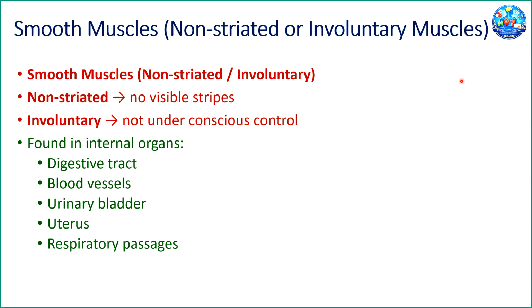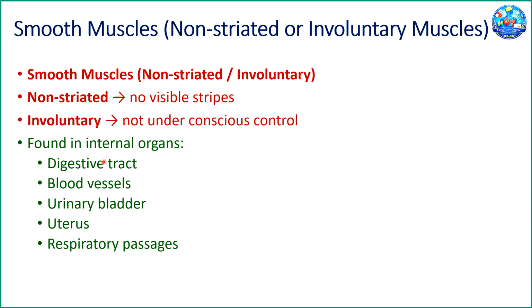These muscles do not have any visible stripes. Hence, they are called non-striated muscles. And the name involuntary is because we cannot control them. That is, they are not under conscious control. So that's why these are called involuntary muscles.